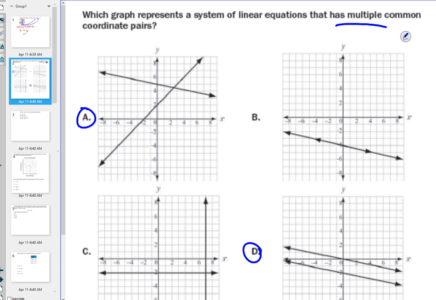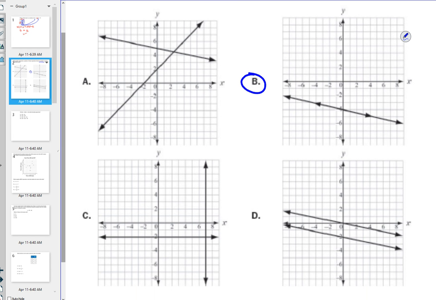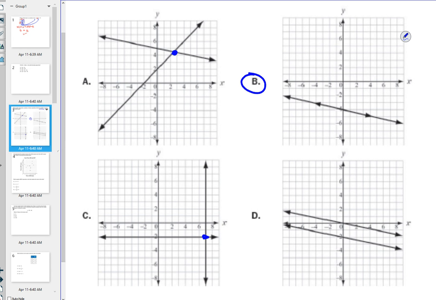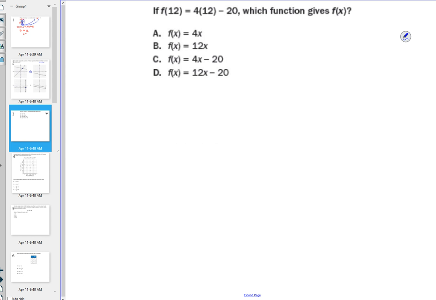The only way that two straight lines can touch more than once is if they're on top of each other. Which is the only one of these where the two lines are on top of each other? You can tell by the arrows that there's two different lines there. A and C both are crossing once. D is never touching. B is touching everywhere. They're on top of each other. If you have extra questions, let me know. I'm just going through this, but let me know if you get stuck on something.